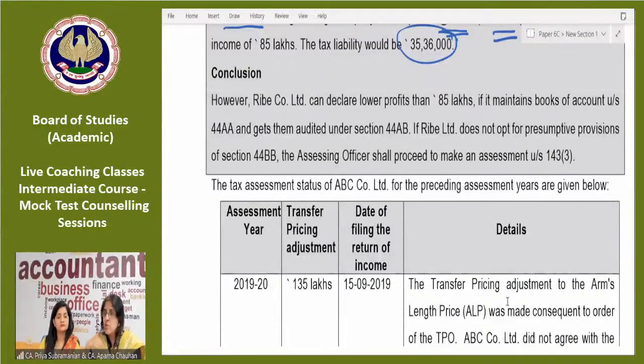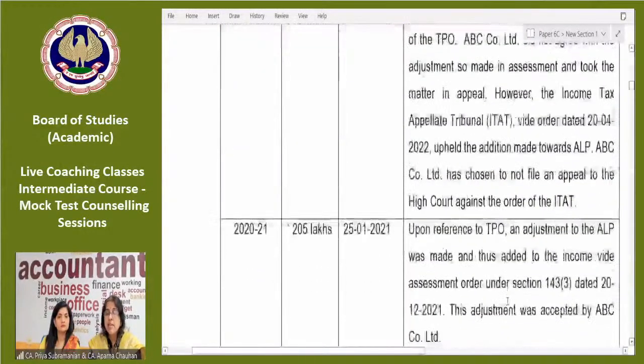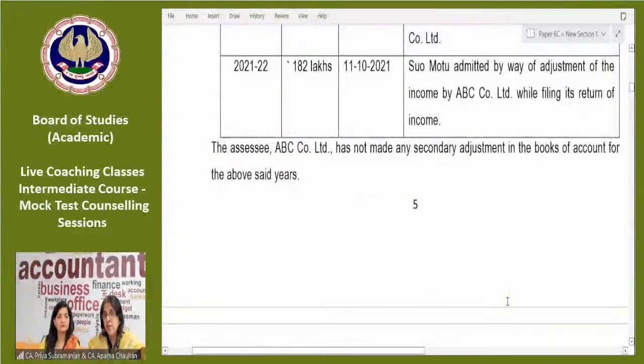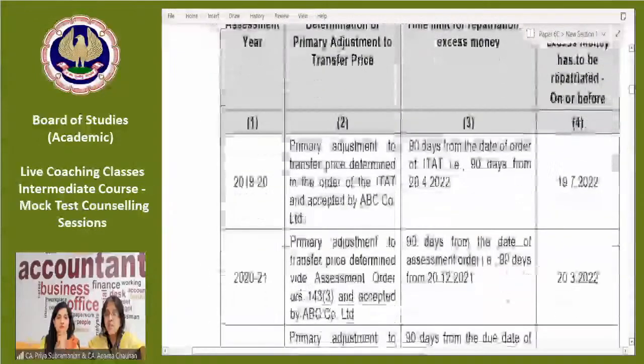If you do it suo moto, it's 90 days from the due date of filing the return. When you do it suo moto, it is the due date of filing, not the actual filing. Say the return is filed on 11/10/2021, whereas the due date is 30/11. You are given a time limit of 90 days from the due date of filing the return. Okay, so that's the time limit we have given.